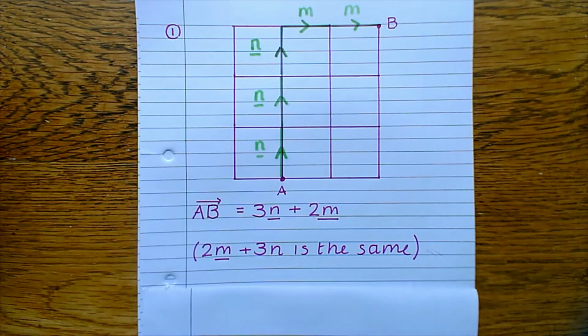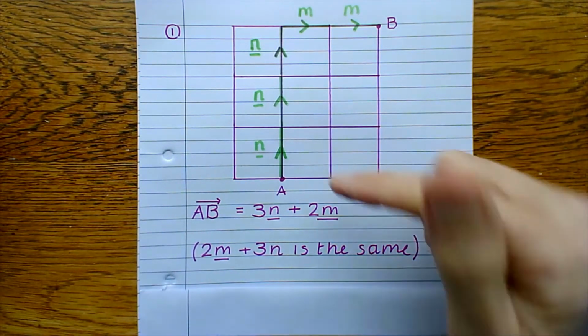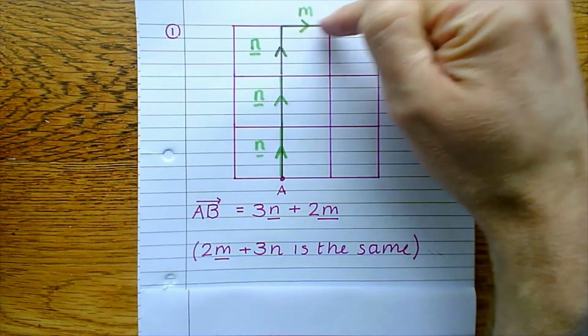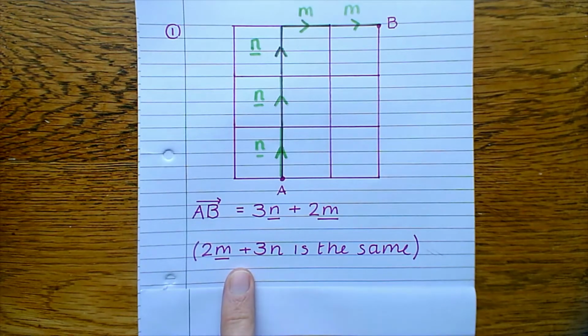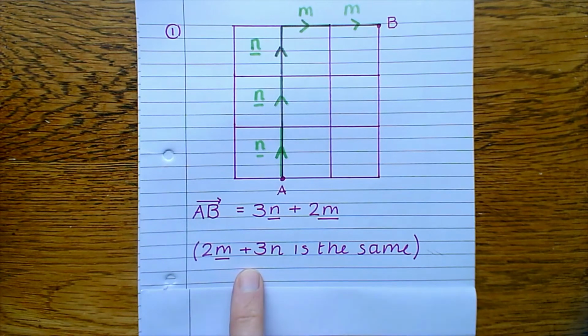So, here's the solution to the first problem. We want to get from A to B. So we go up 3 n's and along 2 m's. And notice if we had gone along first and up, that would also get us there. So that's an alternative answer.